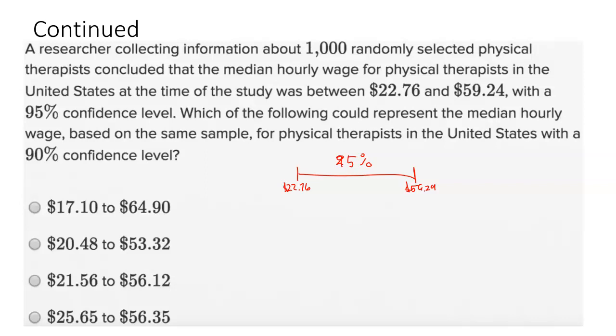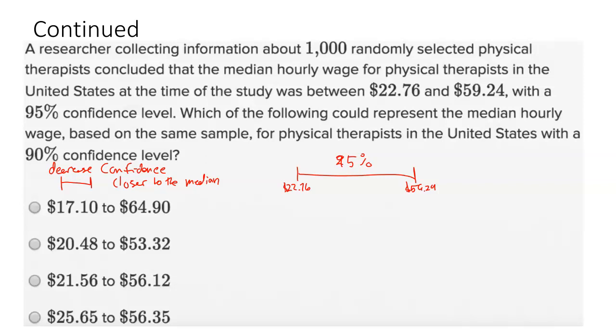So, when we decrease the confidence, what we're doing is we're actually tightening up that interval. So we can be closer to the true median with less of a spread in that range. If we were to increase the confidence level, then we would have to widen that range.